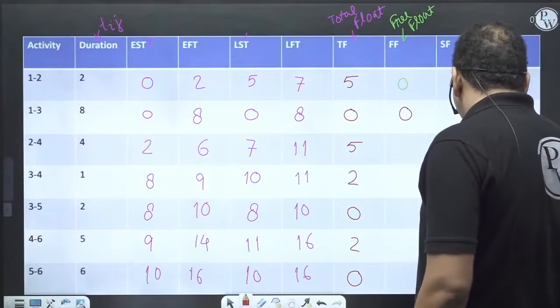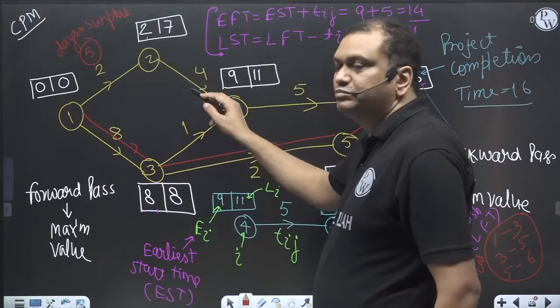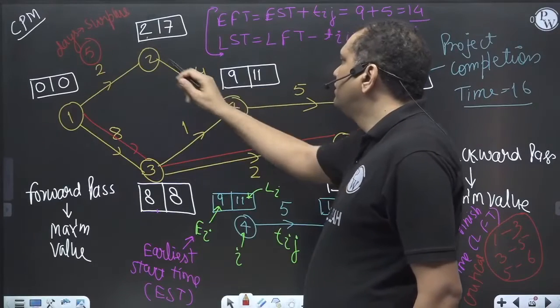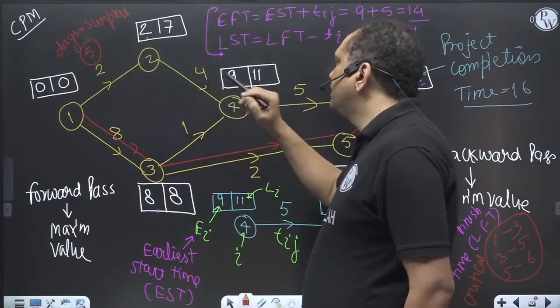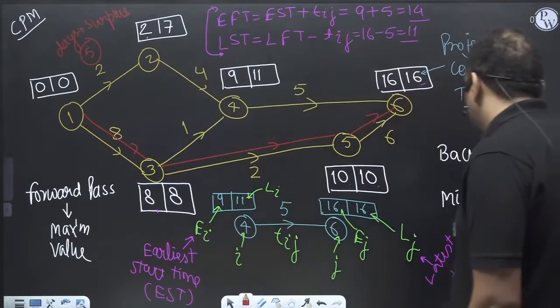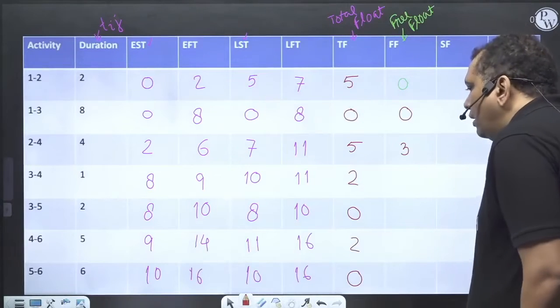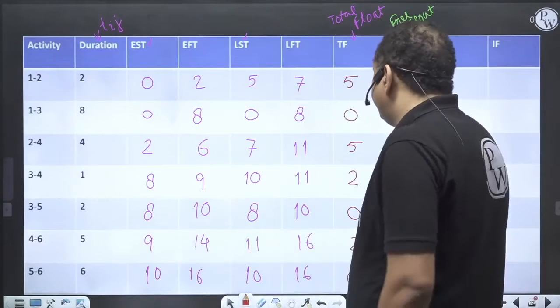Activity 2 to 4. EJ minus EI minus Tij: 9 minus 2 minus 4 is 3. Okay.